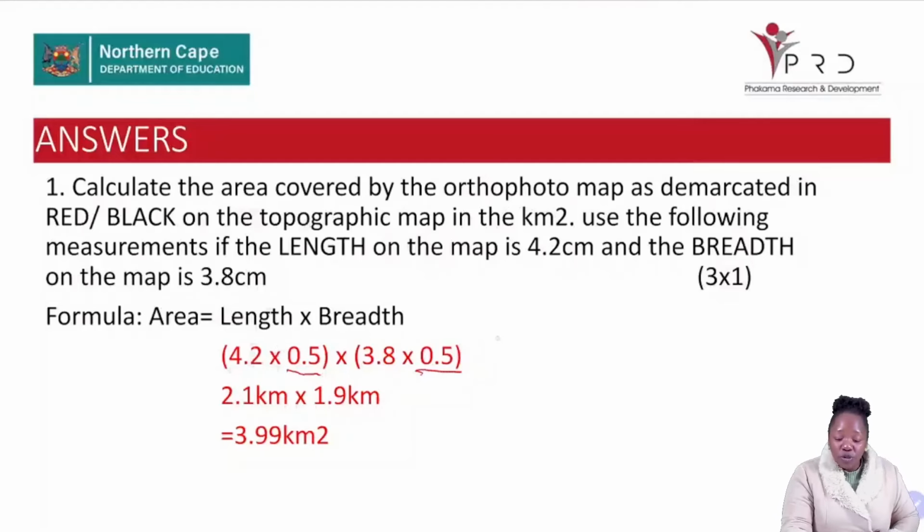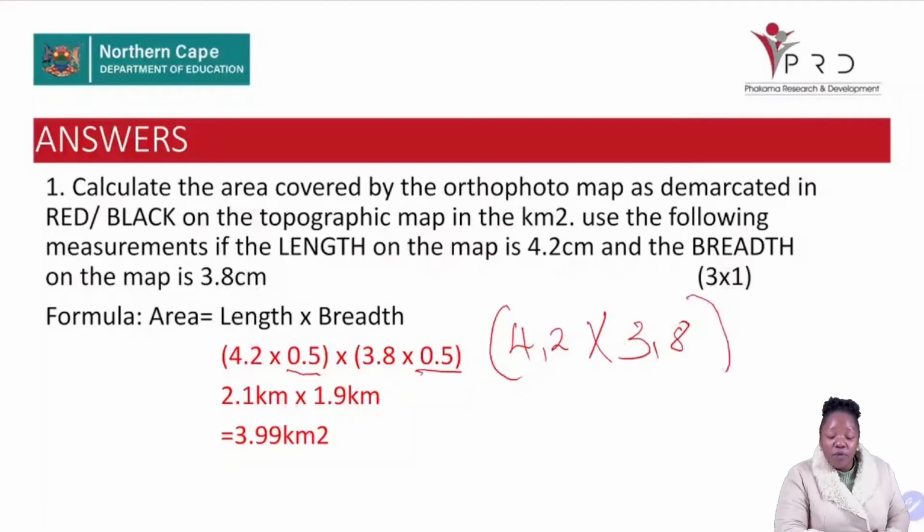What other learners do is simply take the 4.2 times the 3.8, the measurements as raw as they are, and you will get the wrong answer because you need to convert this centimeter into a kilometer. Sometimes they can say your answer is supposed to be in meter squared. Remember, if it's supposed to be in meter squared, you're supposed to use 500. In grade 10, we have learned how to convert the scale. As we're talking about 0.5, where is it coming from?